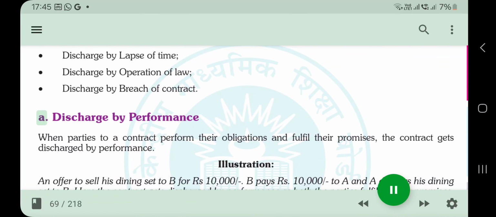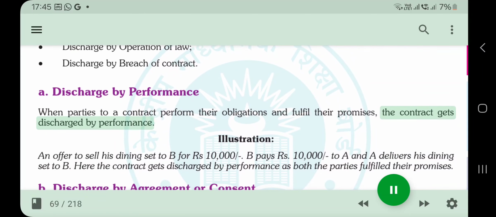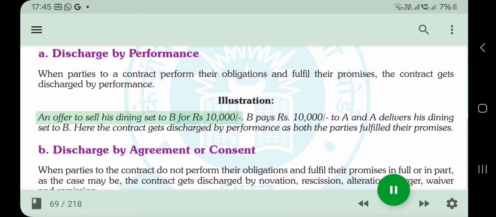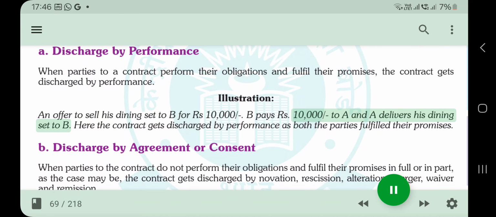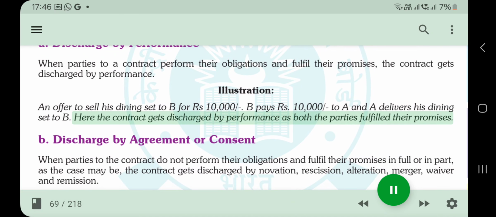A. Discharge by performance. When parties to a contract perform their obligations and fulfill their promises, the contract gets discharged by performance. Illustration. A offers to sell his dining set to B for 10,000 rupees. B pays Rs 10,000 to A and A delivers his dining set to B. Here the contract gets discharged by performance as both the parties fulfilled their promises.